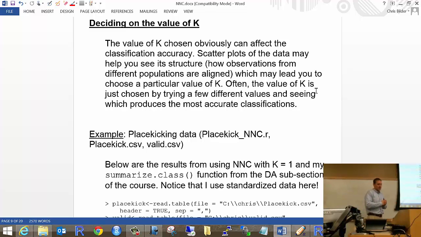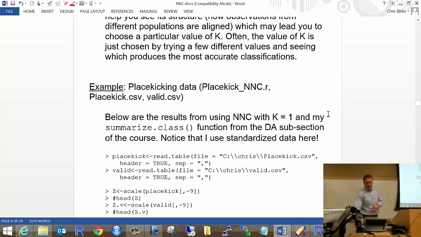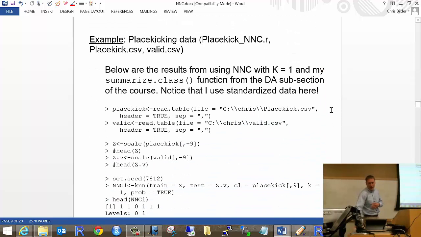You're not missing anything. Okay, so let's look at how we would choose a value of k with respect to the place-kicking data set and see overall how this method works. To begin with, though, I'm just going to use k equal 1 so that we can see how things are working. And because I wrote my function summarize.class so nicely, we can use this function to help us determine the correct classification rates.